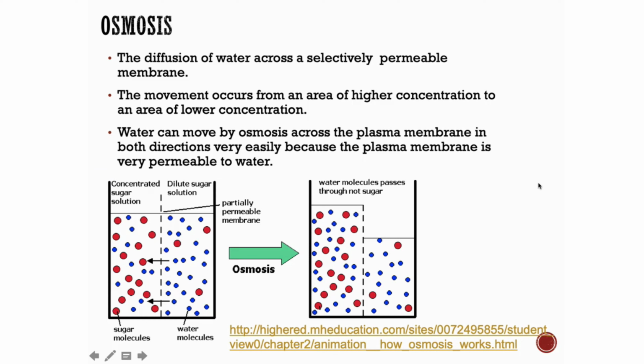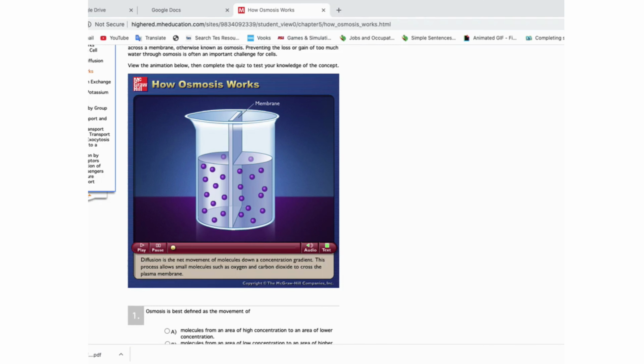The diffusion of water across a selectively permeable membrane is called osmosis. Osmosis is due to the differences in the concentration of the substances dissolved in water. The movement occurs from an area of higher concentration to an area of lower concentration. Water can move by osmosis across the plasma membrane in both directions very easily because the plasma membrane is very permeable to water. Now let's see how osmosis actually works.